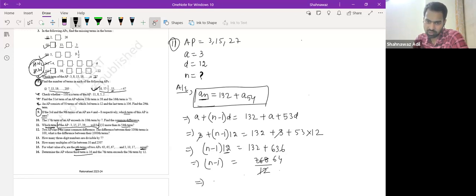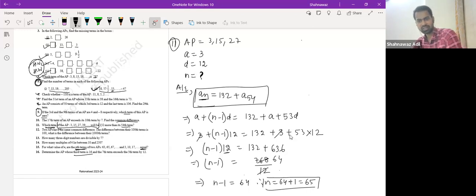So n minus 1 is 64, which means that n would be 64 plus 1, which is 65. So the 65th term would be 132 more than the 54th term. Is that clear, guys? Yes, sir. Yeah, you guys note it down, and then which question? The 12th question. So Abhi will help us in solving the 12th question.